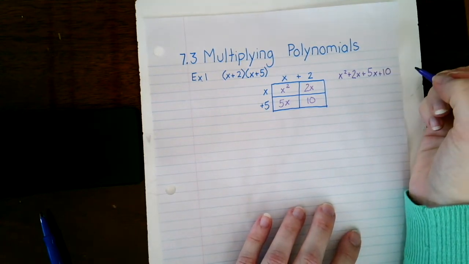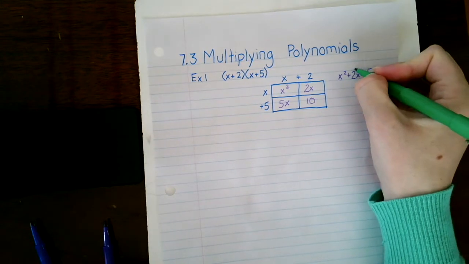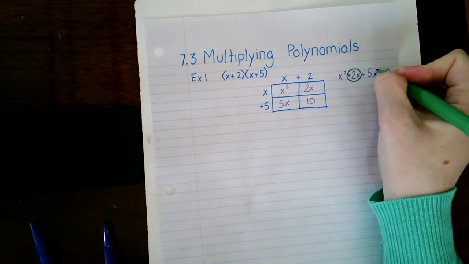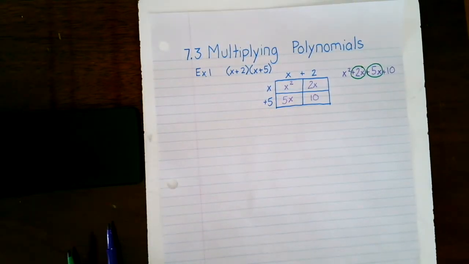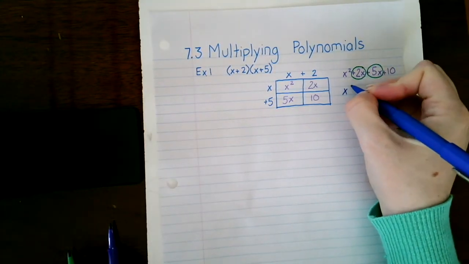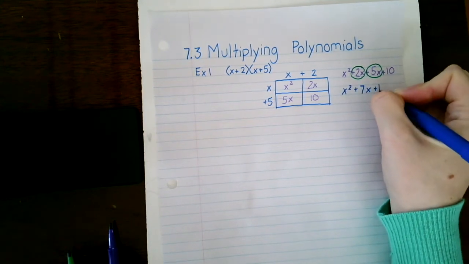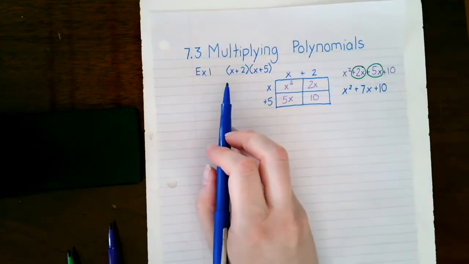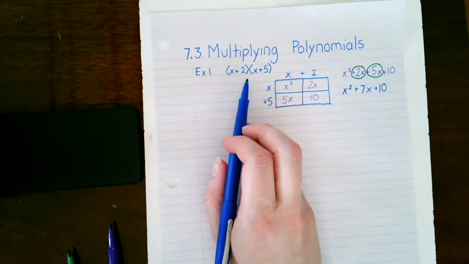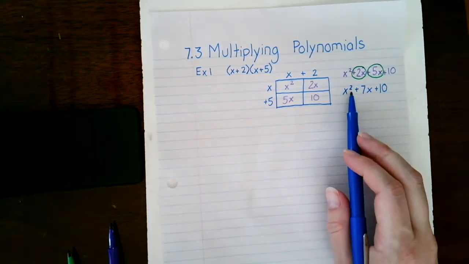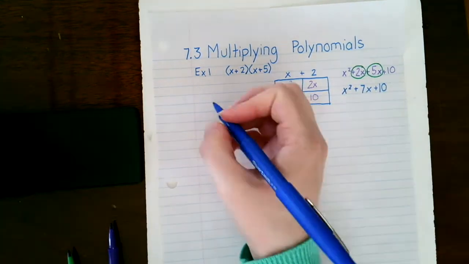And now I can go ahead and combine like terms. So I notice that this 2x can combine with a 5x. So my final answer is going to be x squared plus 7x plus 10. So I started with these two binomials, I multiply them together, and my final answer is down here, x squared plus 7x plus 10. All right, let's try another one together.